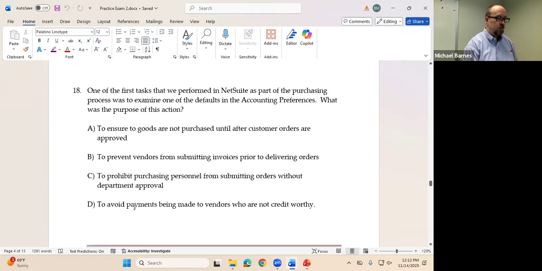All right, NetSuite questions. One of the first tasks we performed in NetSuite as part of the purchasing process was to examine the defaults in the accounting preferences. What was the purpose of this action? Remember, we had to make sure that vendors could not send in invoices before they had actually sent the merchandise. There was the bill in advance of receipt box. We had to make sure that was unchecked. If it was checked, basically the vendors could send in invoices at any point during the purchasing process. This restricts them to only sending invoices after the receipt of goods. So B is our answer.